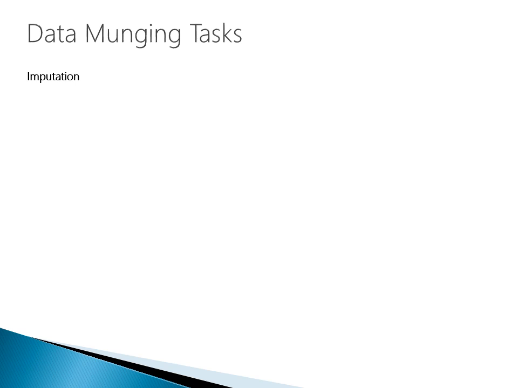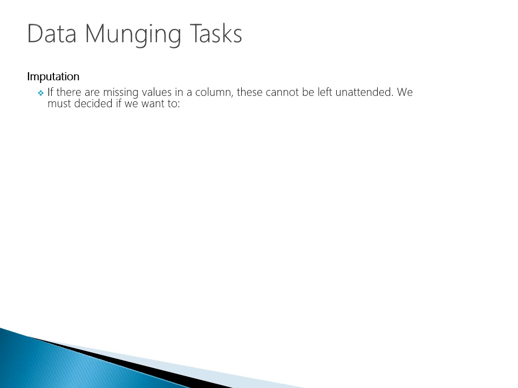Imputation. This is the concept of handling missing values in a column. If there are missing values, we can't just leave them unattended. We have to decide how we want to handle it. What we can do is say, okay, I'm missing a value, and I don't want this to influence my model building. Just remove the observation from the data set. That's one approach we can take.